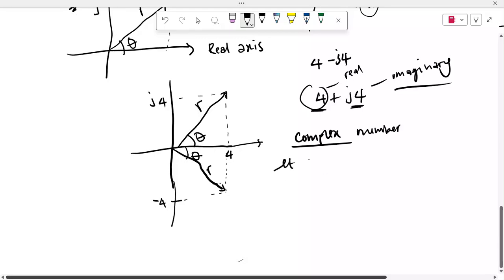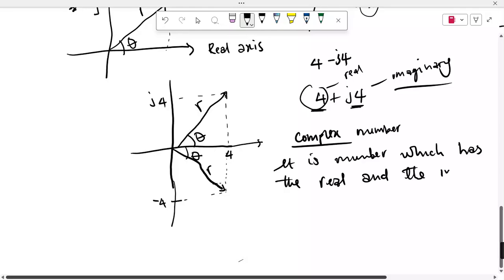So it is a number which has the real and the imaginary component. So it has two components, the real component and the imaginary component.